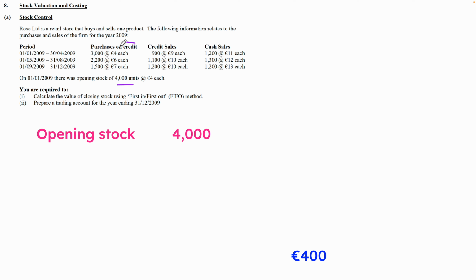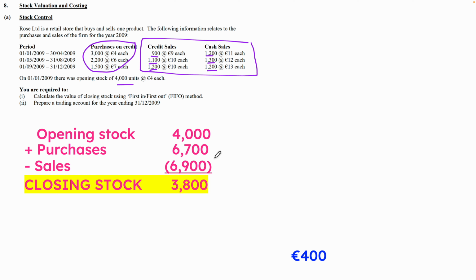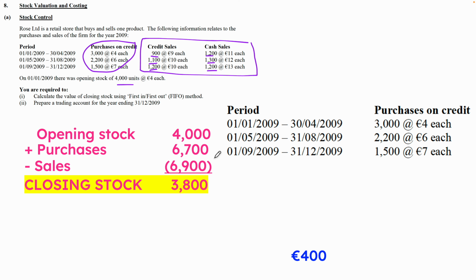We're going to add all of the purchases, so 3,000, 2,200 and 1,500, which would be 6,700 units. And then we take away all of the sales, so 900 and 1,100 and 1,200, 1,200, 1,300, 1,200. So we minus 6,900 units. So what we're left with then is 3,800 units of stock at the end of the year.